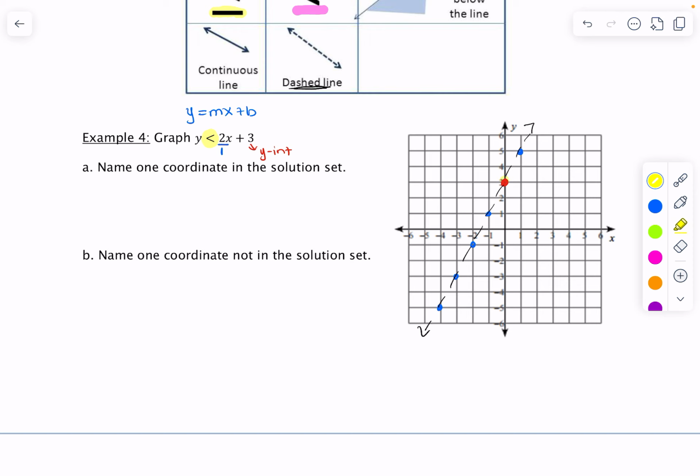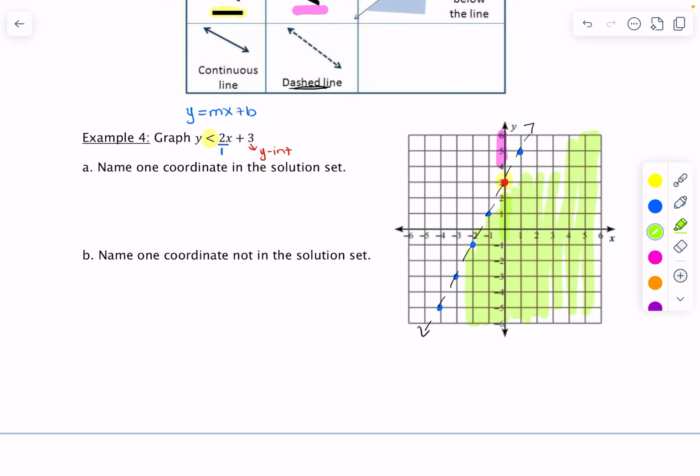So I'm going to look to my y-intercept right here. Okay, and that value is 3. What numbers are less than 3? Are they these numbers here, that 2, that 1, that 0? Or is it these numbers up here, 4, 5, and 6? Well, numbers that are less than 3 is all of this shaded below.